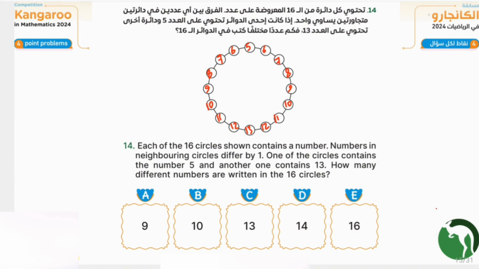So if we count, we have this one, 1, 2, 3, 4, 5, 6, 7, 8, 9. 9 different numbers, so A is the correct answer.